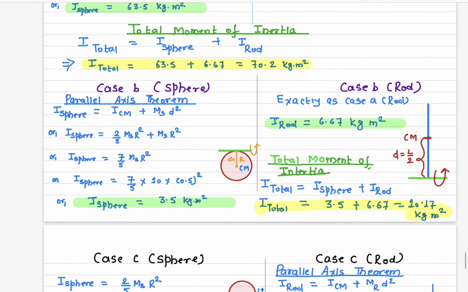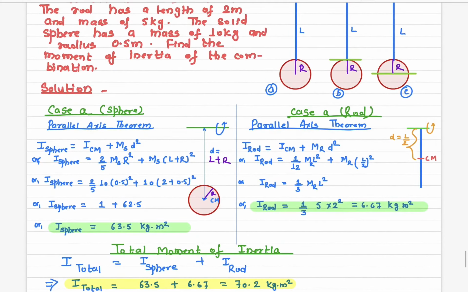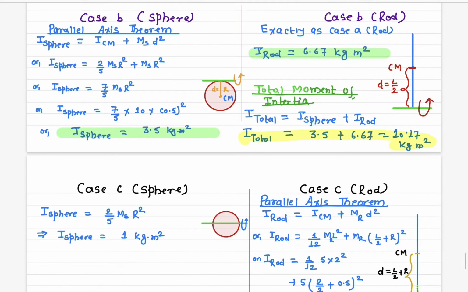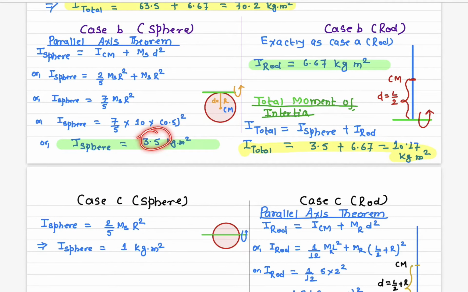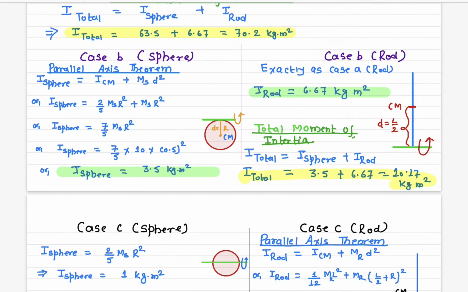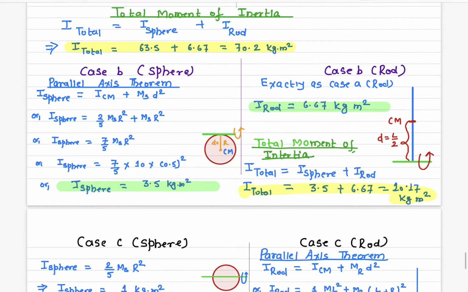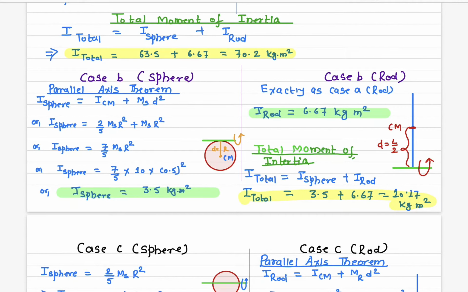So now the total moment of inertia for this particular case, where the axis of rotation is here, what are we going to do now? We're going to add these two numbers together, 3.5 and 6.67, and the total moment of inertia of sphere plus rod would be 10.17, which is about 7 times smaller than the previous number.